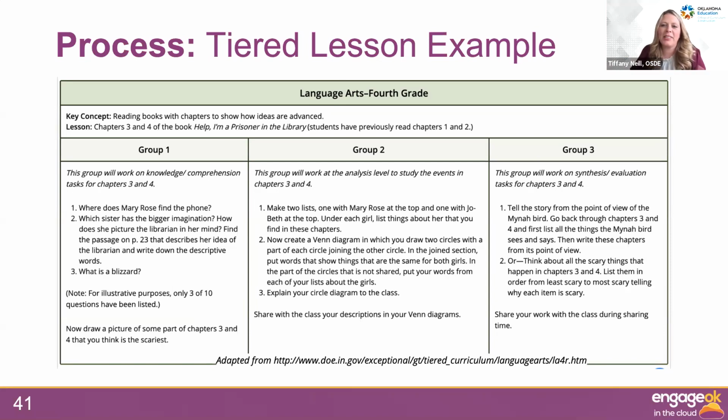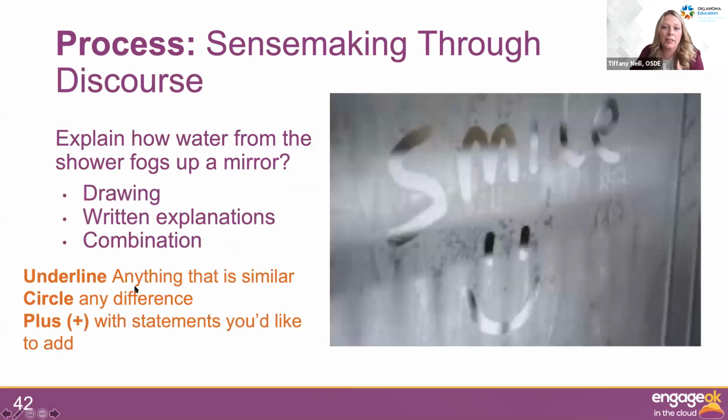Yeah, so Ashley has given us some great examples of ways to differentiate through the process of learning, setting students up for sense making, whether it's through the learning stations, tiered lesson support, or flexible grouping. We also wanted to talk about the power of discourse to support sense making and differentiation in general. And so we're going to go back to our fogged mirror example.